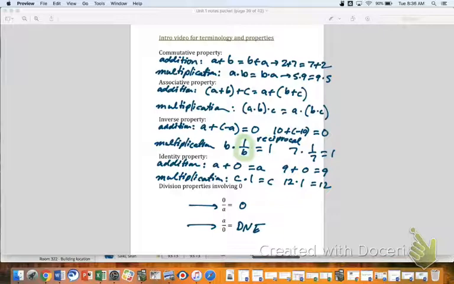So we're going to use many of these properties as we solve equations in our next unit. But for now, we're going to move on to some real number terminology.